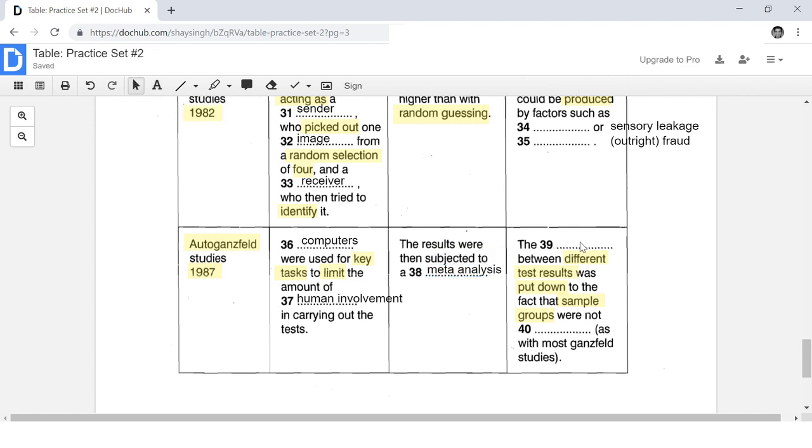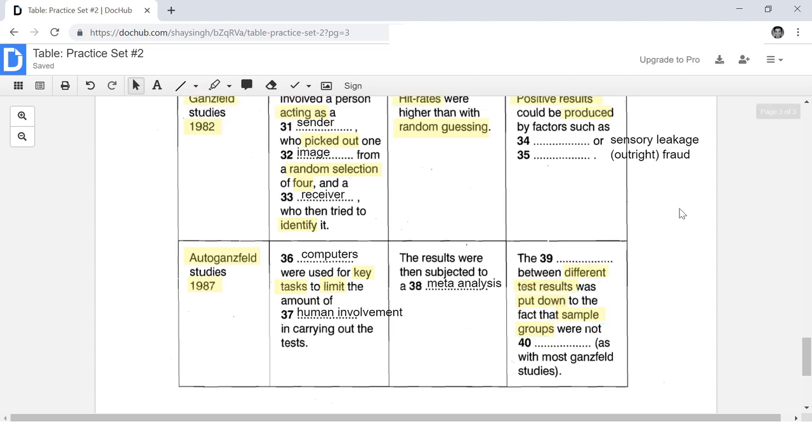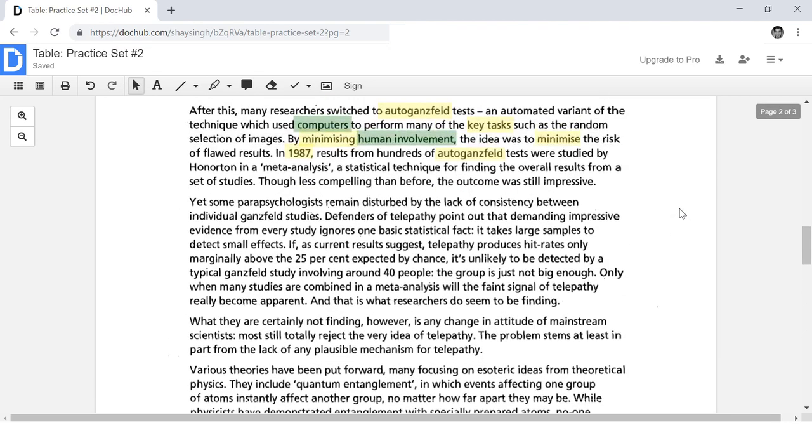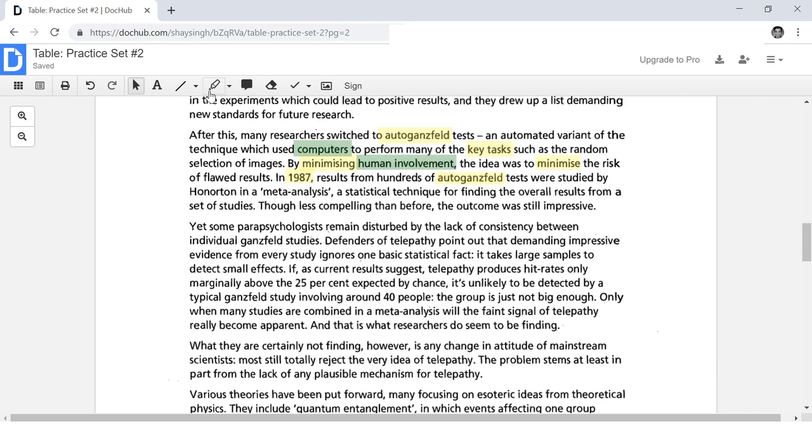Now let's read number 39. The dash between different test results was put down to the fact that sample groups were not dash, as with most Ganzfeld studies. So over here we're talking about how there was a difference in the test results. Perhaps the test results did not match, but there was something that caused a difference in the test results. So I want to find that area. So first, let's go ahead and mark this as one of our answers, meta-analysis, and let's keep reading on.